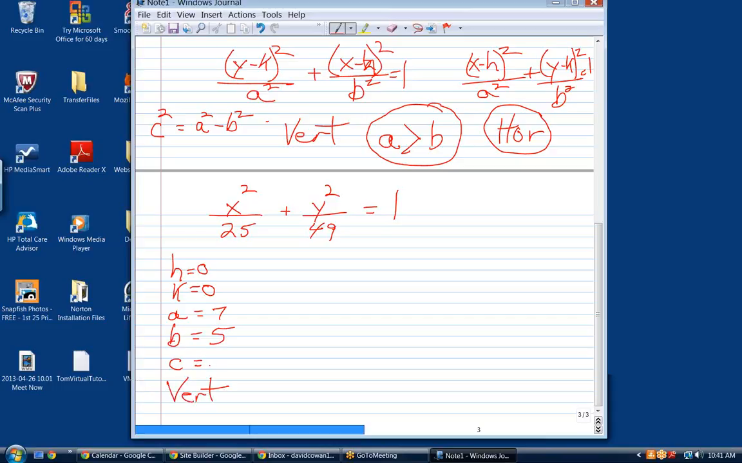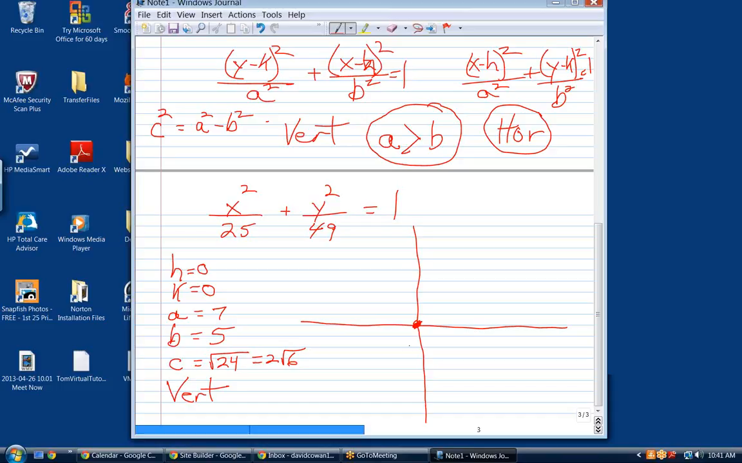C squared is equal to 49 minus 25, right? And that would be root 24, which equals 2 root 6. Okay? So there's the center.